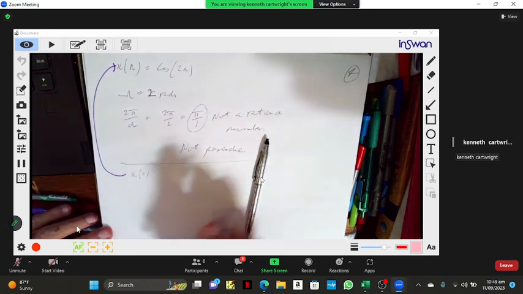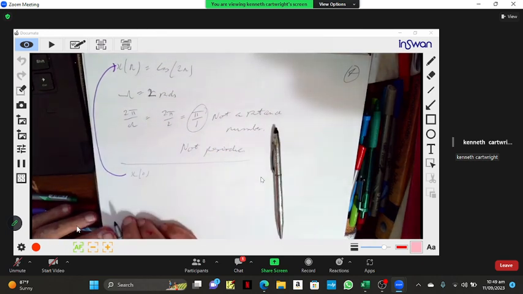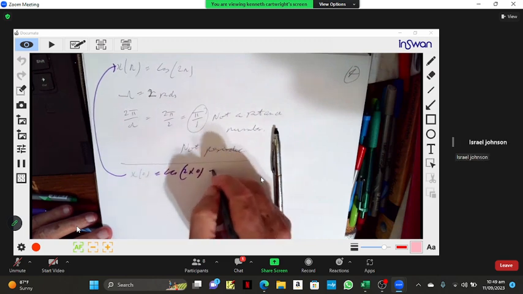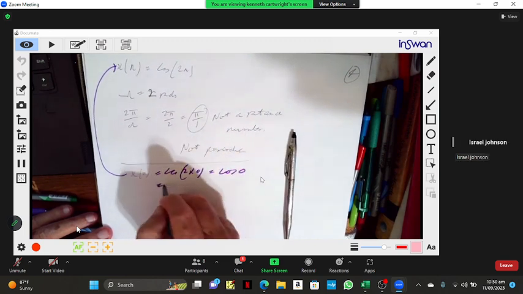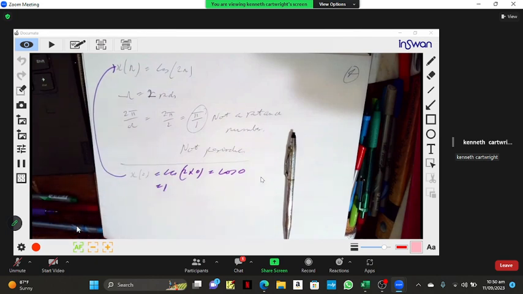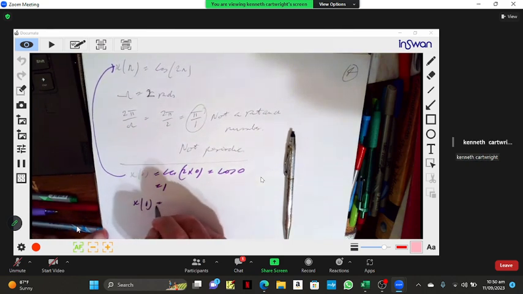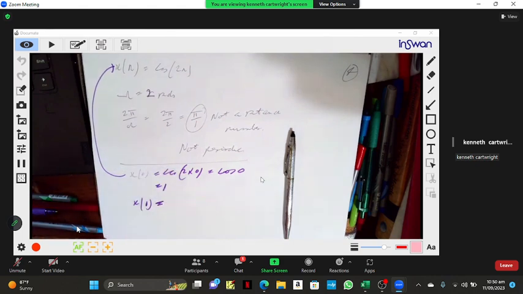Where we have n, we put 0. That's all that means. X of n equals cosine 2n. Where we have n, we put 0. X of 0 equals cosine 2 times 0, which is cosine 0, which is 1. Why couldn't you figure that out? True. Send me x of 1 in chat, please. Send me the value of x of 1.